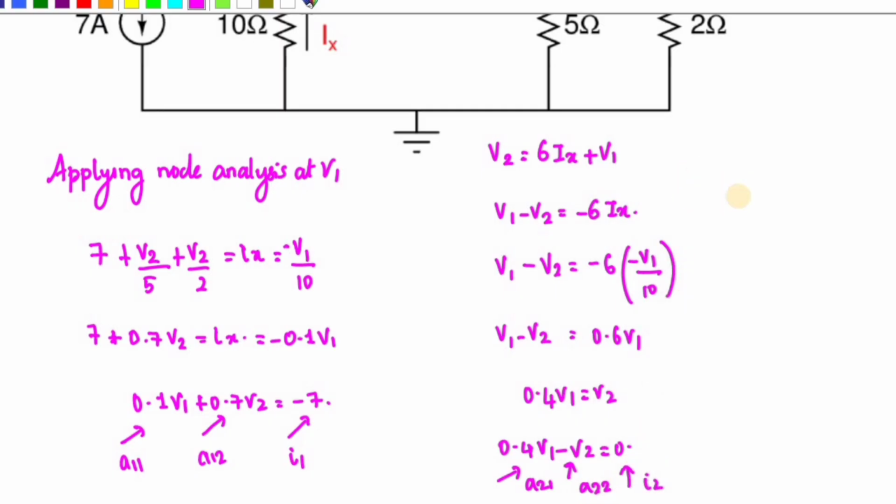So overall, the A11 value is 0.1, A12 value is 0.7 and I1 value is minus 7. You can interchange the signs accordingly. A21 is equal to 0.4, A22 is equal to minus 1, I1 is minus 7 and I2 is 0.